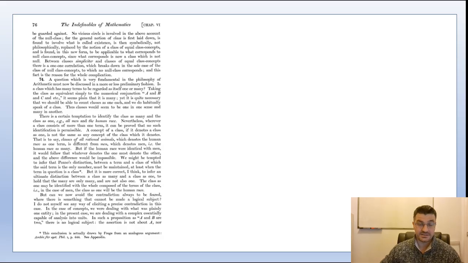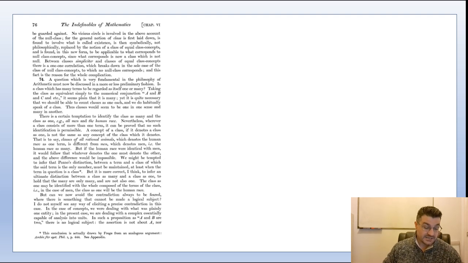Okay, so there is this, when he says an ultimate distinction, I don't know if he intends that to be some kind of indefinable concept or indefinable notion. So the class as one may be identified with the whole composed of the terms of the class. So there's an identification there. The class as one is identified with the whole, and he talks about the concepts of whole and part later in part 2.